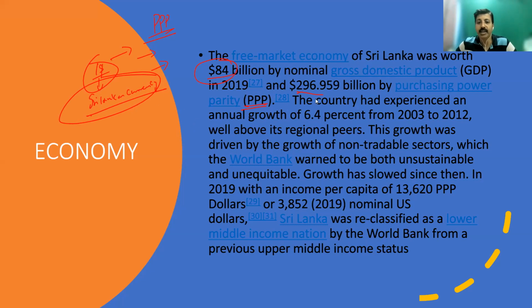It is clear. So based on that also, they will calculate. That is called the purchasing power parity method to calculate the economic potential of the country. In that aspect, it is 296 billion. The country had experienced an annual growth of 6.4% from 2003 to 12, well above its regional peers.